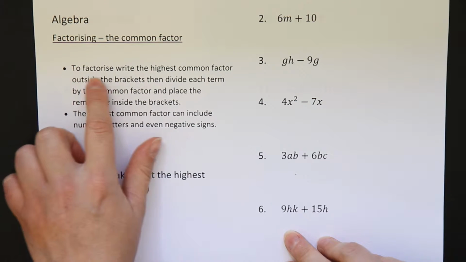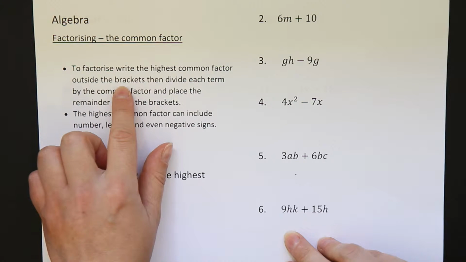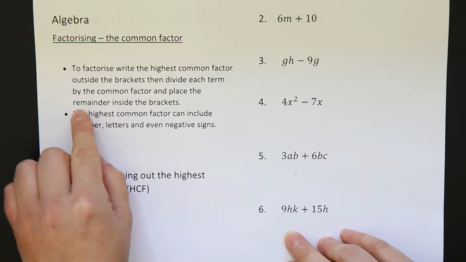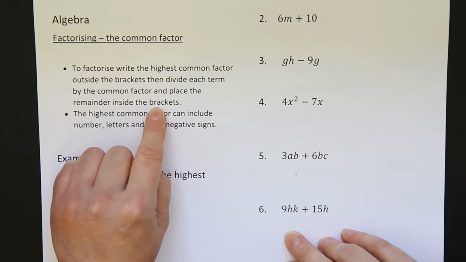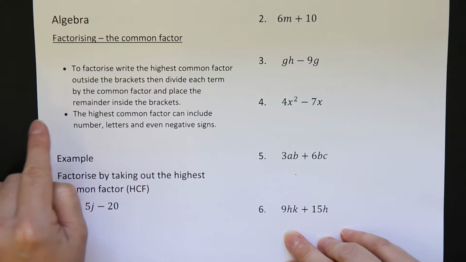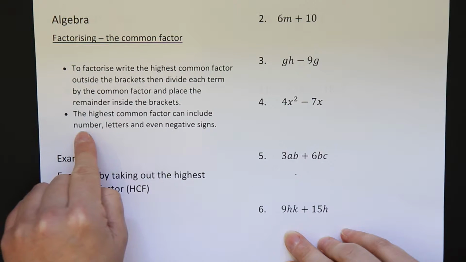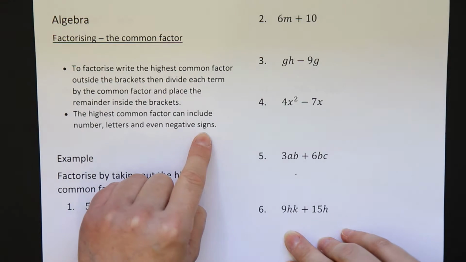Well, to factorize, we write the highest common factor outside the brackets, then divide each term by the common factor and place the remainder inside the brackets. That sounds very wordy, I know, but hopefully it will all make sense when I show you how to do this. The highest common factor can include numbers, letters, and even negative signs.